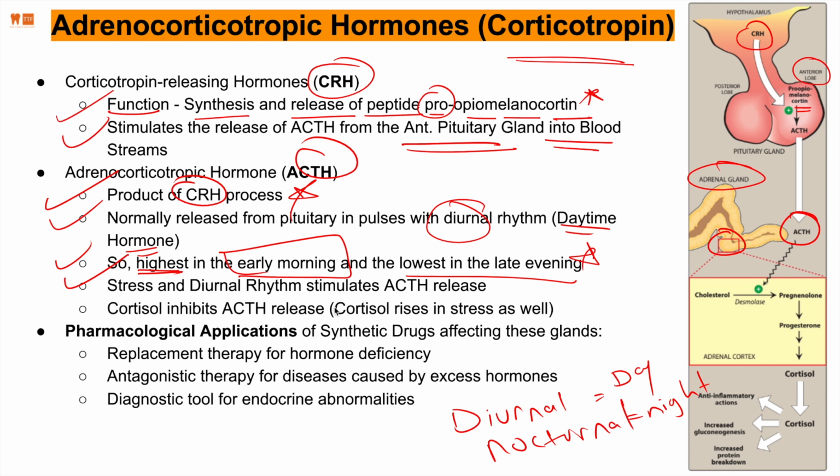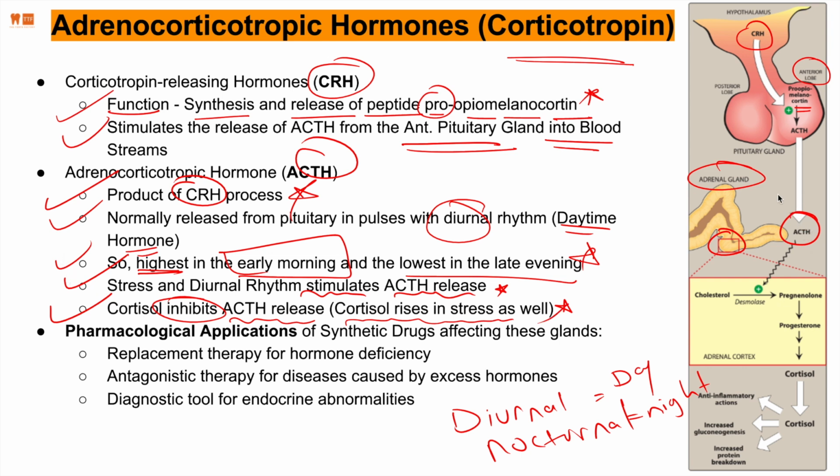Stress and diurnal rhythms will stimulate ACTH release. So morning stress, early morning stress, such as running late for work or school, causes the release of ACTH. It's a positive feedback. And then cortisol inhibits ACTH release. Cortisol rises in stress as well. Okay, so this is new. What is this? Well, let's take a look here.